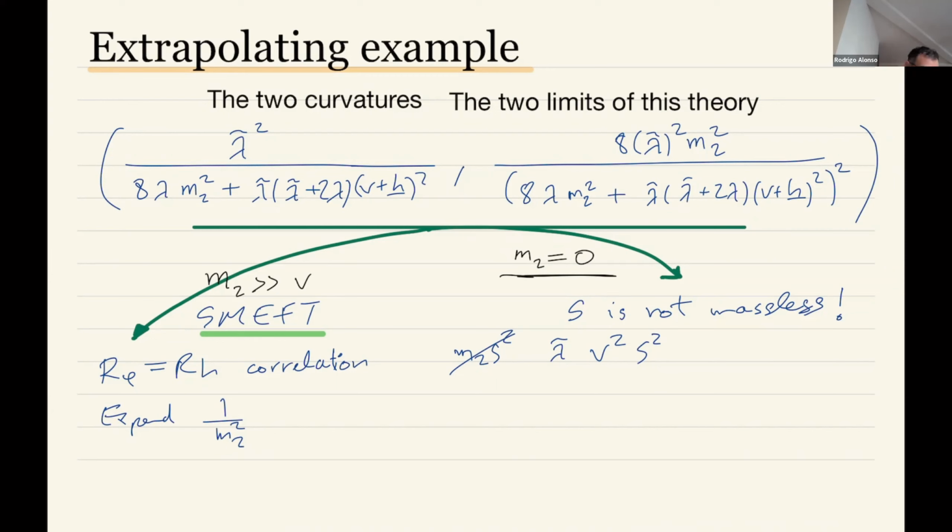But it's also true that if you look at this curvature in particular, if we get rid of that mass in there, all we're left with is this other term. So R phi will read lambda tilde over lambda tilde plus 2 lambda, times V plus H squared.